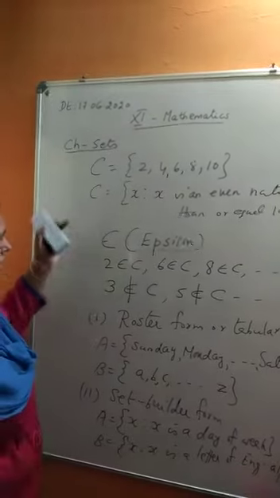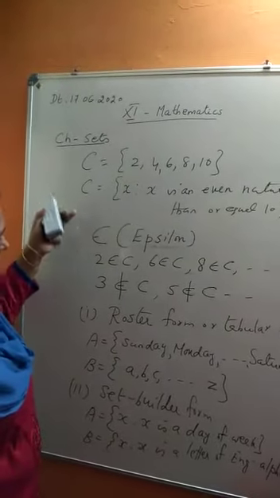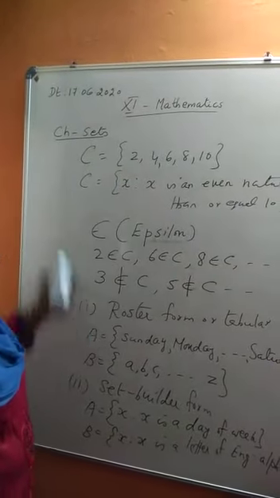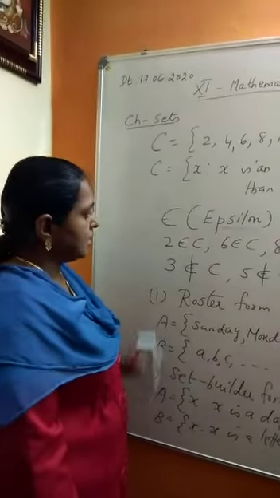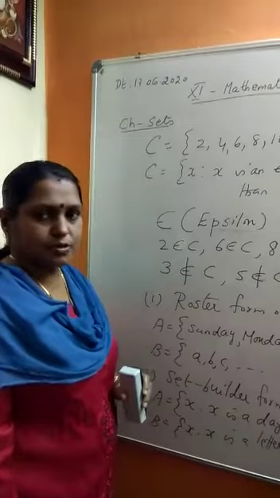So these are the concepts related to the first exercise. We have to learn the definition of a set, the different ways of representing a set, and how we can represent the elements of a set.